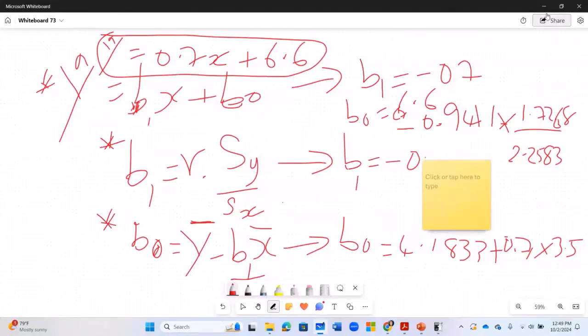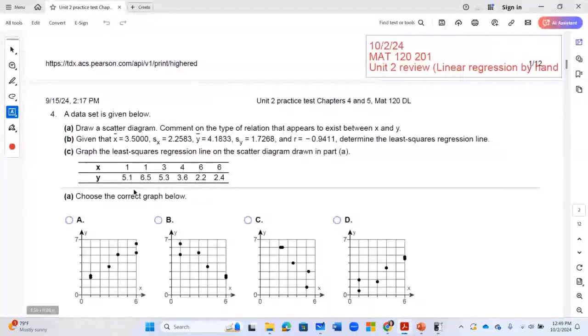The other part of the question says, do a scatter plot. So I'm going to pull up that question again. This is A. We answered B first. Draw a scatter plot of the data. Comment on the type of relation that appears to exist between X and Y. Graph the least squares regression line on the scatter plot. We already know how to do this, but because it is review, we're going to do it again.